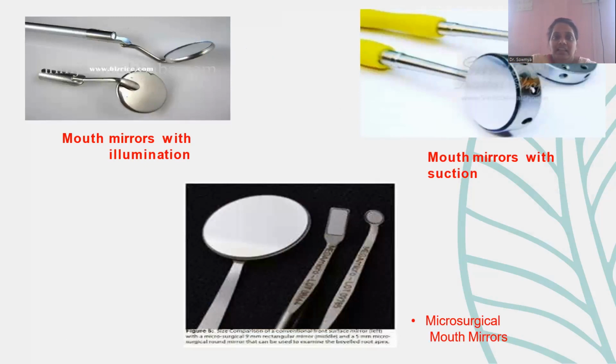The first picture shows the mouth mirrors with illumination. We can see a clear light coming from the shank side. Next one is the mouth mirrors with the suction. The yellow tubes which are seen are used for suction. Next, third one is microsurgical mouth mirrors. The bigger one which is on the left side is the normal sized mouth mirror, and which is on the right side is a microsurgical mouth mirror.